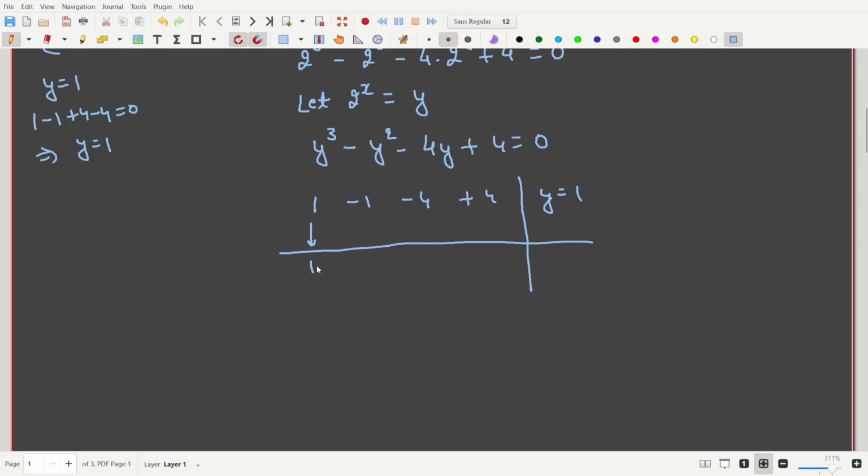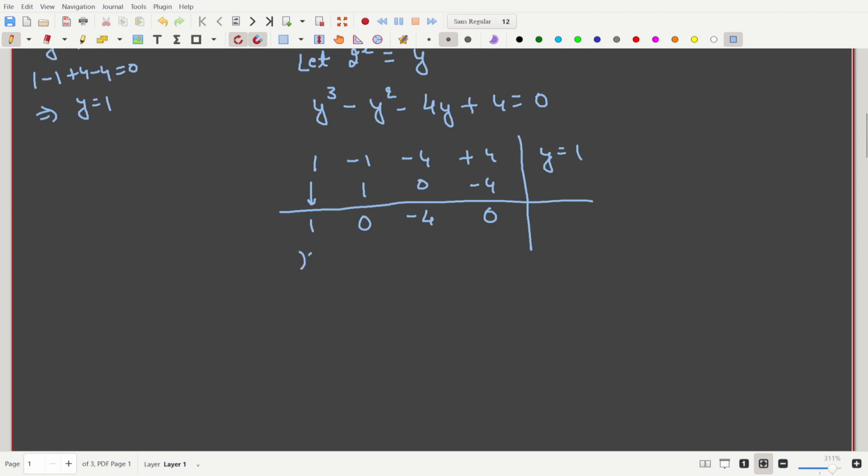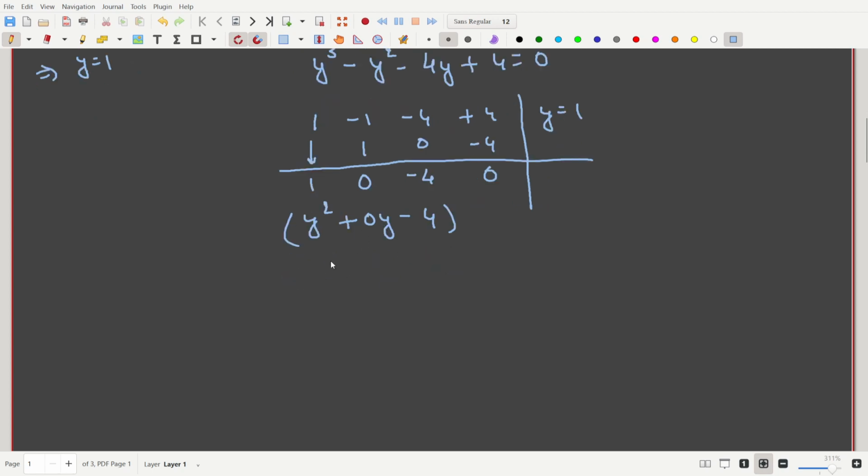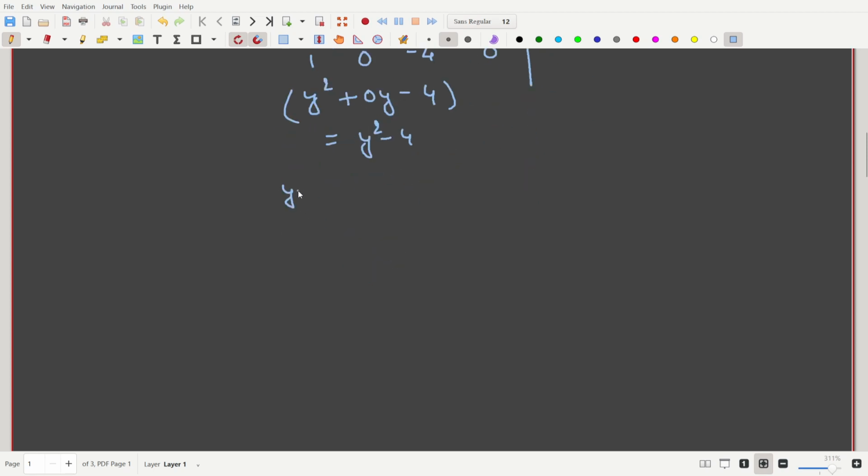So we bring this one down, which is the coefficient of y cube, and then we do the multiplication. So here we get minus 1 plus 1 is 0. 0 into 1 is 0. So we get minus 4 here. Minus 4 into 1 is minus 4, and we get 0. So we get not x but y. We get y square plus 0y minus 4 as the second factor, which is the same thing as y squared minus 4, which means y minus 1 into y squared minus 4 is equal to 0.